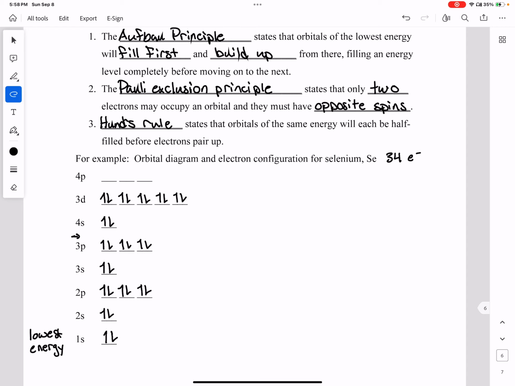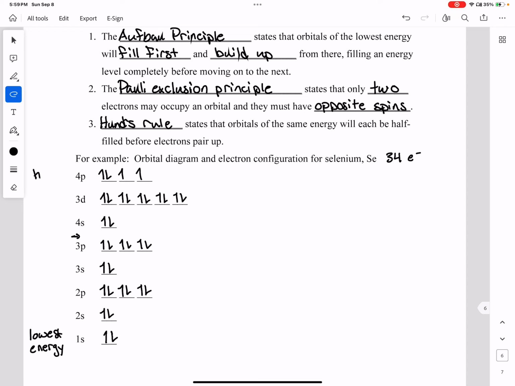How many electrons do we have? We've got 2, 4, 6, 8, 10, 12, 14, 16, 18, 20, 22, 24, 26, 28, 30. So we get 4 more. So this finally is the 4p, and we have 2 unpaired electrons. So this is the orbital diagram.